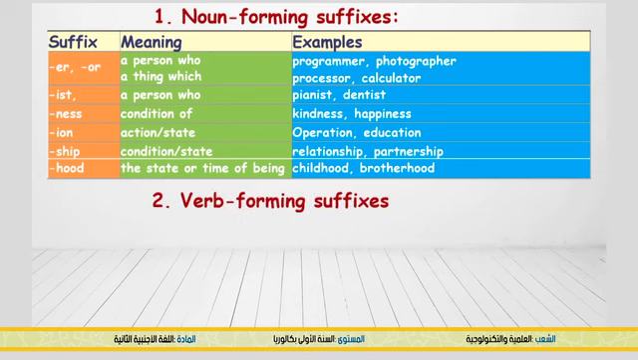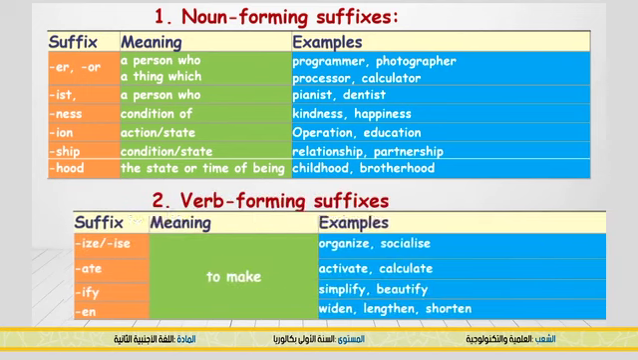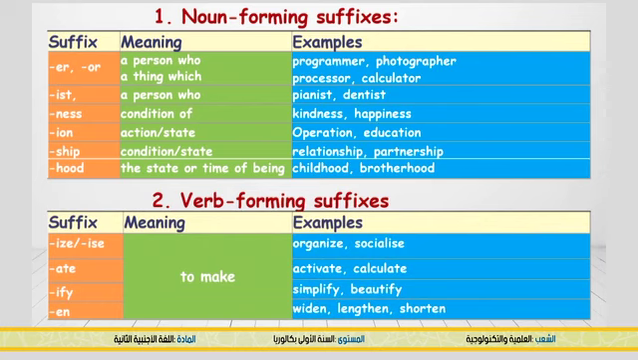Now, the second chart is verb forming suffixes. We can form verbs using suffixes such as IZE or ISE. We can form verbs using ATE, IFY, or EN. And the meaning of these suffixes is to make. Okay, to make something. The first suffix, the examples here are organize, socialize. So you have IZE or ISE, no difference. One is American English and the other one is British English.